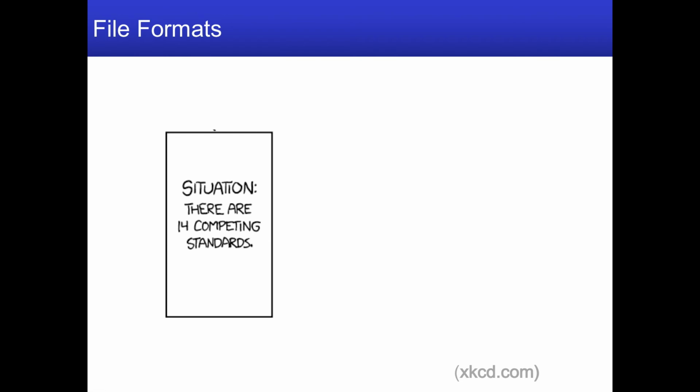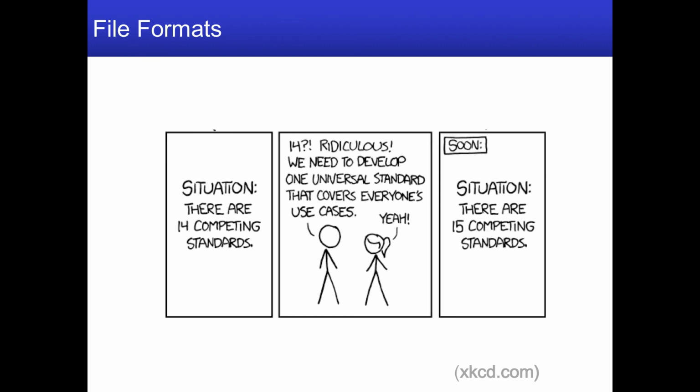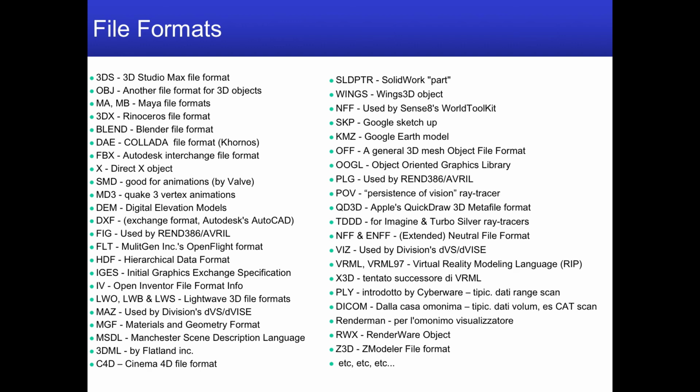File formats. There are some competing standards, and then someone says, oh well, we need to develop the universal standard that covers everyone, and then there is another one. So this is what happens. There are always people struggling to create a new standard for representation. As I said, there is OBJ, OFF, but there are tons of them. There is always somebody coming out saying, we have to make one standard, and in the end people keep using the old programs and the old standards, and then you have another standard. So there are a lot of formats. A lot.